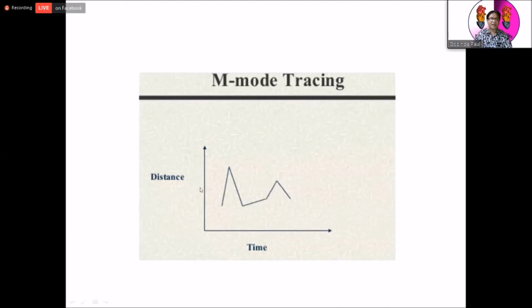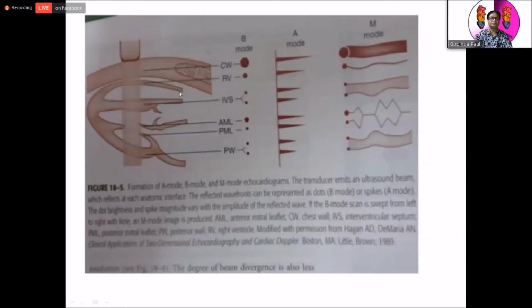This is the diagram, this bar diagram. This x-axis is the distance, that means the depth of the ultrasound beam, and this is the time axis. This is the B mode, A mode, and M mode. B mode is dot-like, A mode is spike-like. When the B mode scan is swept from left to right with time, an M mode image is produced.